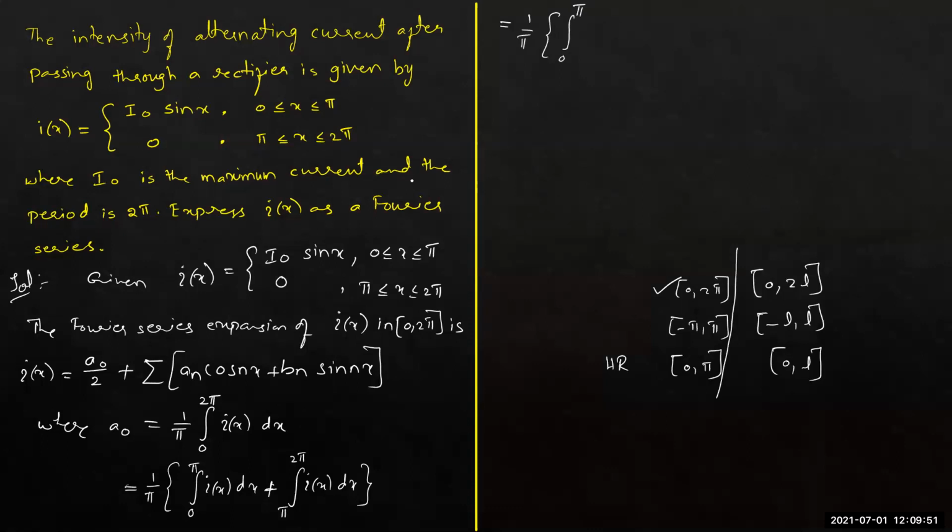What is I of x in between 0 and pi? We are given it as I naught sin x, correct? So I'm just substituting that I naught sin x. Don't worry about that I naught, it is simply a constant. We are given it as maximum current, and maximum current is always constant. I naught sin x dx plus integration from pi to 2 pi. Between pi and 2 pi, the function value is simply 0, so I'm taking the function value as 0. So it is 0 into dx.